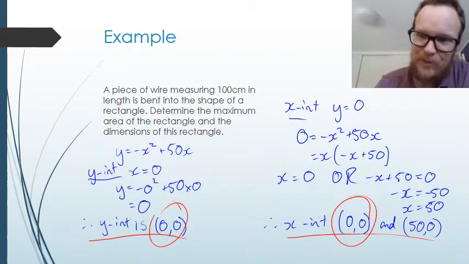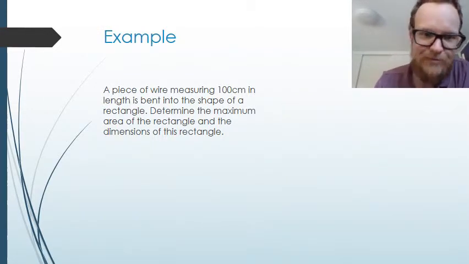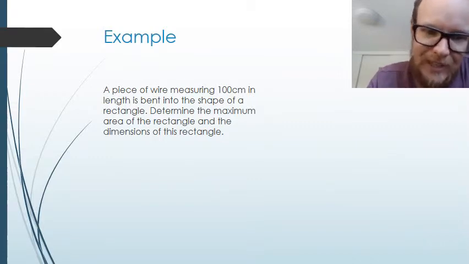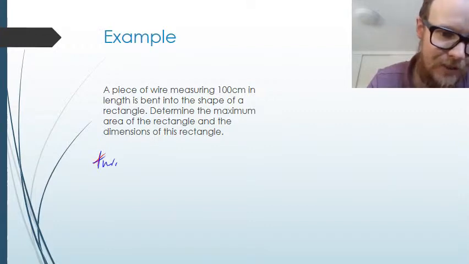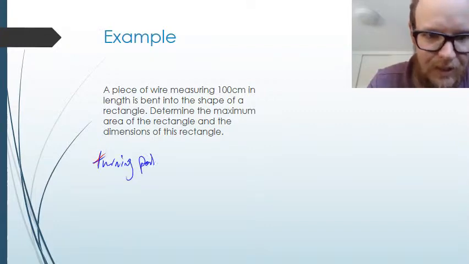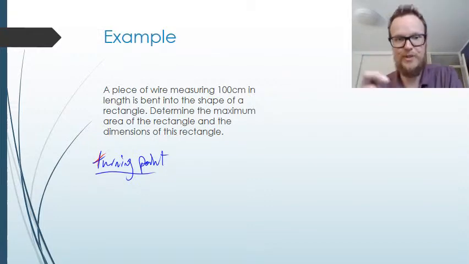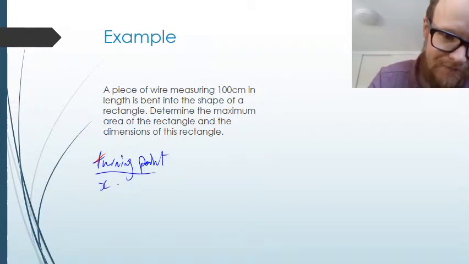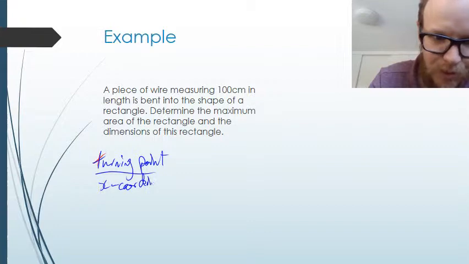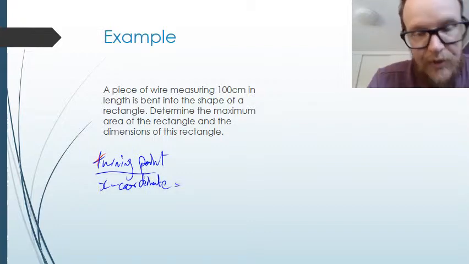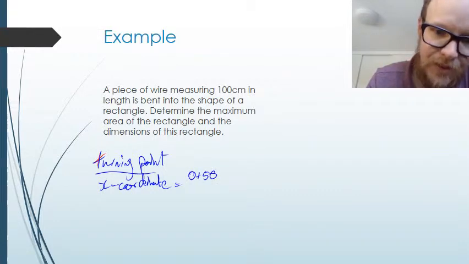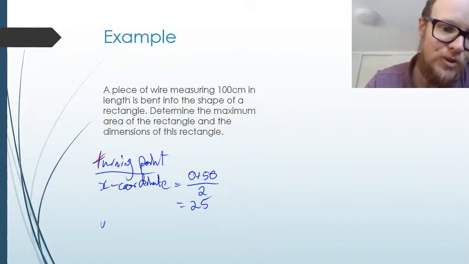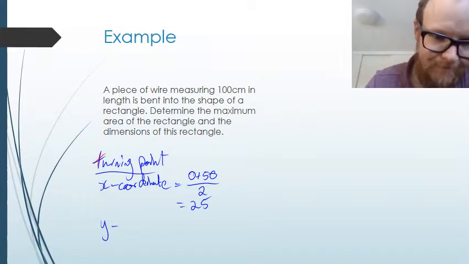Last point we need is the turning point. Turning point for this whole problem. Okay, and then we can put this whole thing behind us. Turning point. We get the x-coordinate. Remember, the x-coordinate is halfway in between the two x-intercepts. So that's 0 plus 50 over 2, which is 25. That's the x-coordinate. Substitute the x-coordinate into the equation.